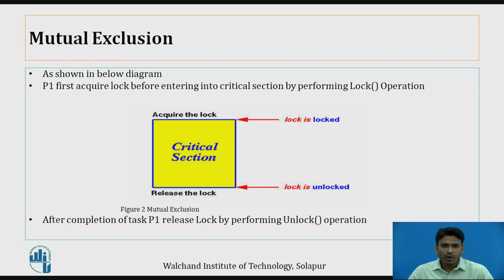It means to acquire the lock over the critical section, first we need to execute the lock operation, and when that process completes its task and wants to release the critical section, at that time we need to perform the unlock operation. So now here, after completion of the task, P1 will release the lock by performing the unlock operation.